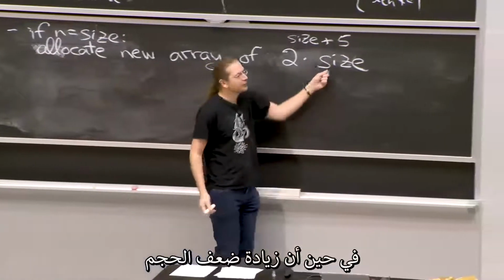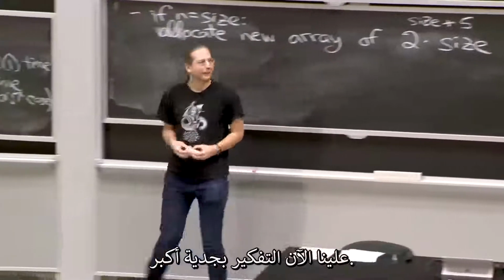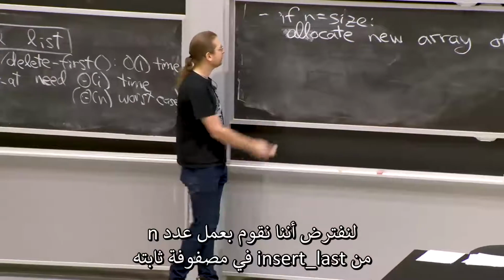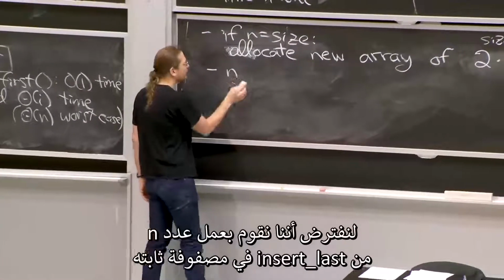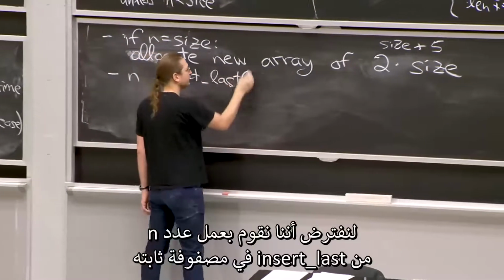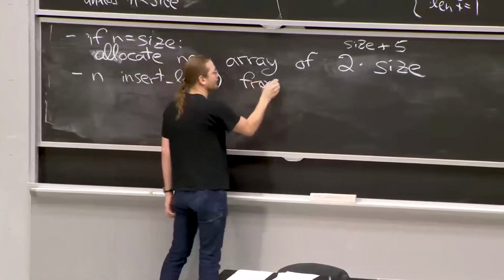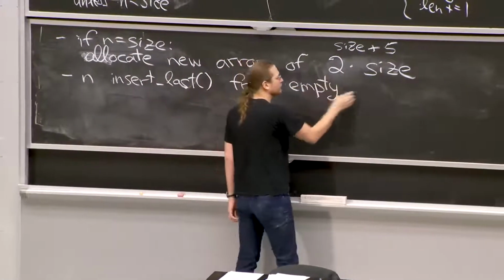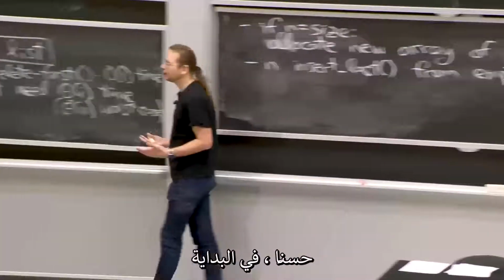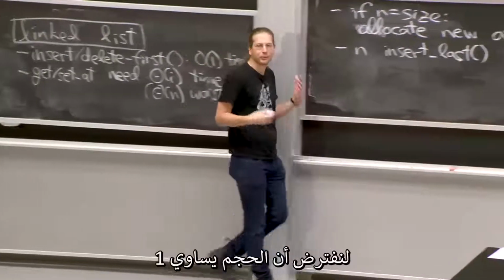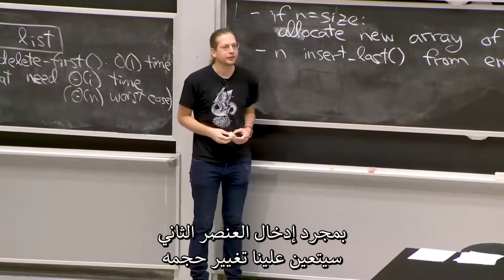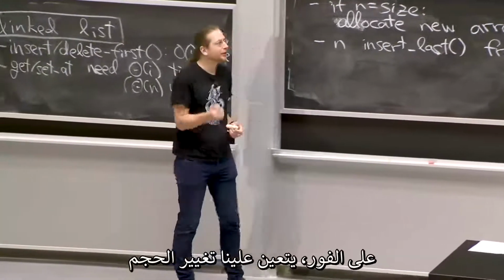Whereas 2 times size, well, now we have to think a little bit harder. Let's just think about the case where we're inserting at the end of an array. So let's say we do n insert last from an empty array. When do we resize? Well, at the beginning, I guess I didn't say what we do for an empty array. Let's say size equals 1. So we can insert one item for free. As soon as we insert the second item, then we have to resize. That seems bad. Immediately, we have to resize. Then we insert the third item.